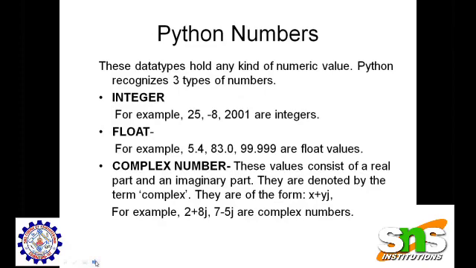In Python numbers, there are 3 types of numbers. One is an integer number, the second is a floating point number, and third is a complex number. An integer number stores integer values, which may be positive or negative. Floating point numbers have values with a decimal point in them. And complex numbers have both a real part and an imaginary part, so they are of the form x plus yj. For example, 2 plus 8j, where 2 is the real part and 8 is the imaginary part.